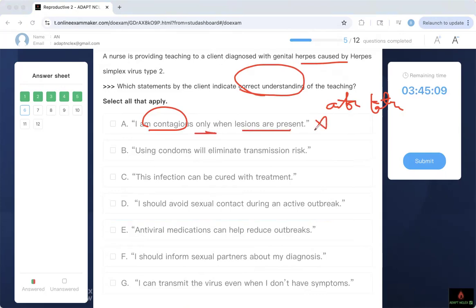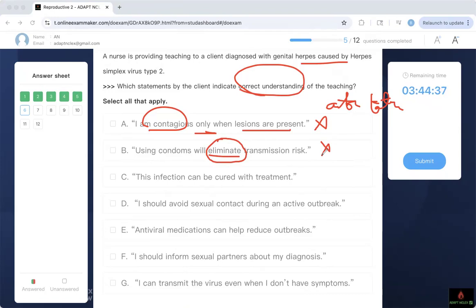Using condoms will eliminate transmission. If you pick this answer choice, it's okay. But the NCLEX test can do that to you. You have to watch for every word. In medicine, nothing is 100% absolute. You cannot eliminate transmission by wearing a condom. You would reduce the risks, but there is no complete elimination. Condoms are not 100%. So this one is fine. You see, that's how we're breaking down the question.